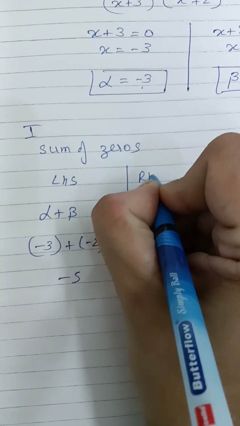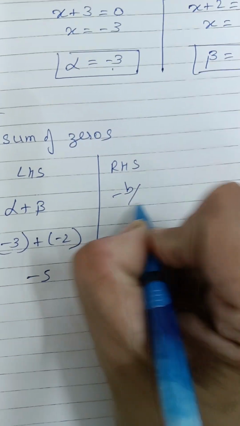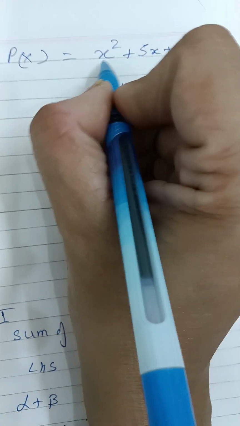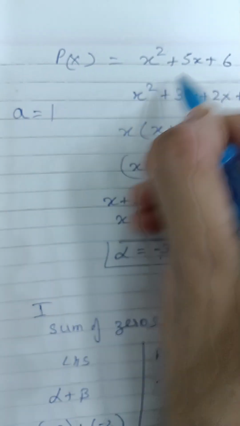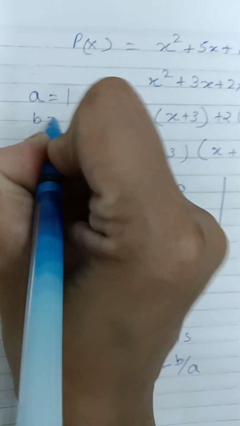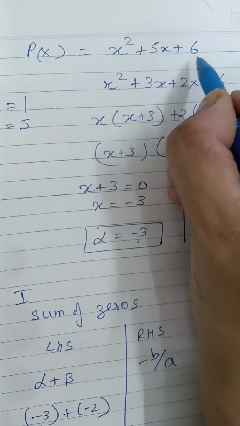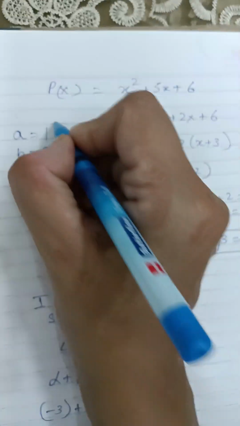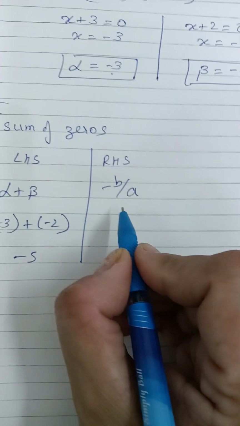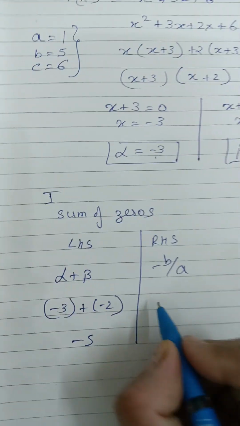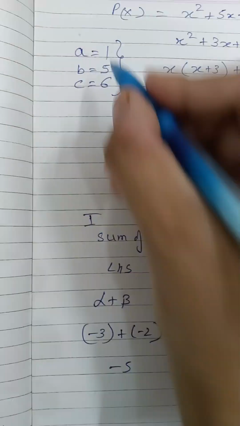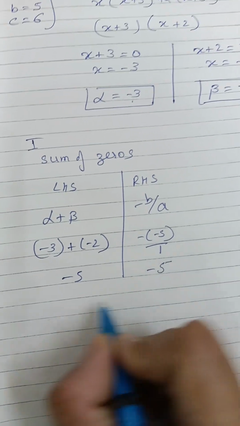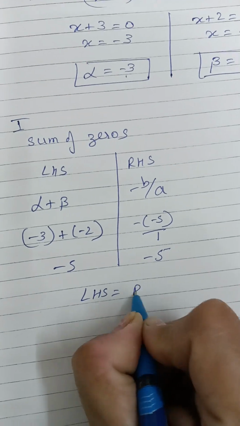Now what is your RHS here? RHS will be minus b upon a. If you look at the polynomial, what is a? a is the coefficient of x square, here it is 1. b is the coefficient of x, so here it is 5. And c is the constant term, so here it is 6. So I have made the list a, b and c. Now RHS is minus b upon a. So b is 5, so minus of 5 upon a, which is 1. So upon 1. On solving this I get another minus 5. So our LHS is equal to RHS.